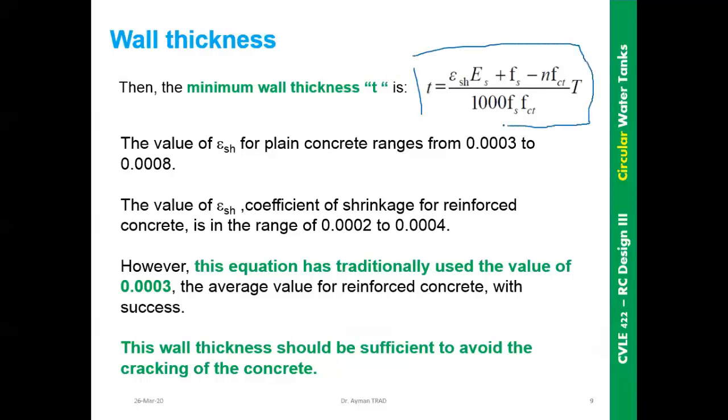Inside this formula we have some parameters, like the deformation of the concrete in shrinkage. From the literature it is usually between 3 times 10 power minus 4 and 8 times 10 power minus 4 for plain concrete, meaning unreinforced concrete. For reinforced concrete, which is the case we will be in, it is between 2 and 4 times 10 power minus 4. We will always take the average, which is 3 times 10 power minus 4.